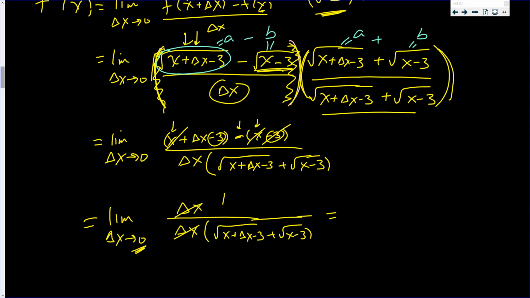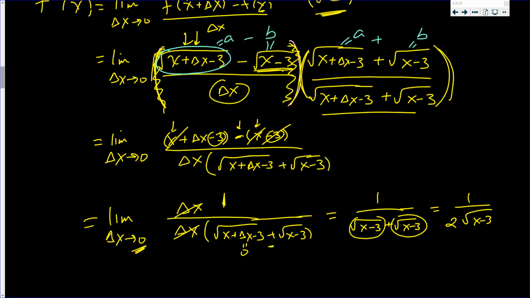I just directly substitute. This is 1. If delta x is 0, that first square root sign is x minus 3 plus x minus 3. If you add, I don't care how strange these things look to you, they're the same. If you add something to itself 2 times, you get 2 times them. There's your answer.